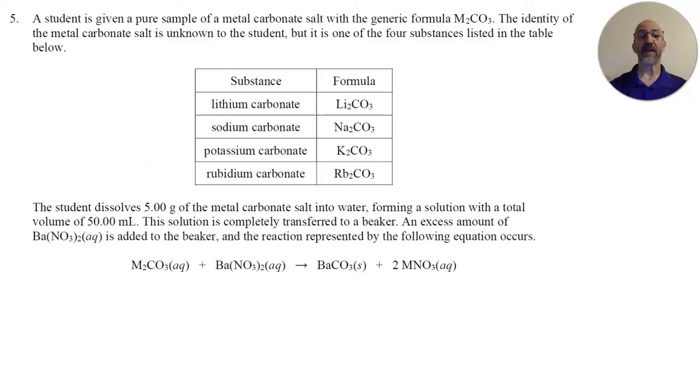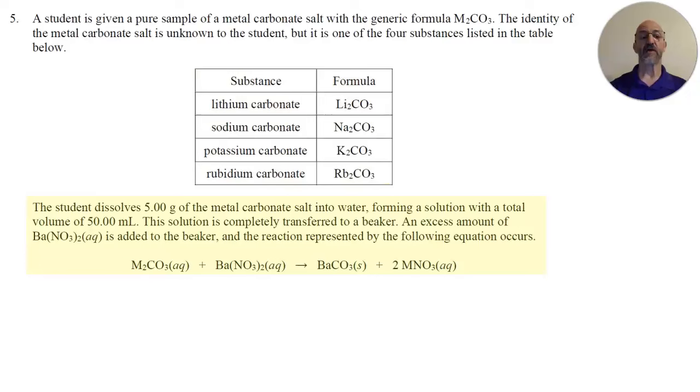In question 5, it says, a student is given a pure sample of a metal carbonate salt with the generic formula M2CO3. Now, the identity of the metal carbonate salt is unknown to the student, but it is one of the 4 substances listed in the table below. So the identity of the metal carbonate salt is either lithium carbonate, sodium carbonate, potassium carbonate, or rubidium carbonate. And here comes the experiment.